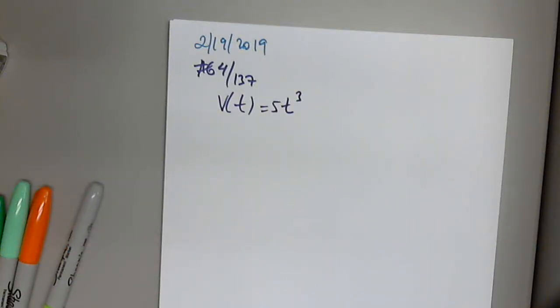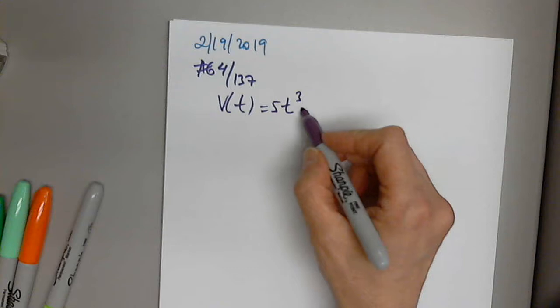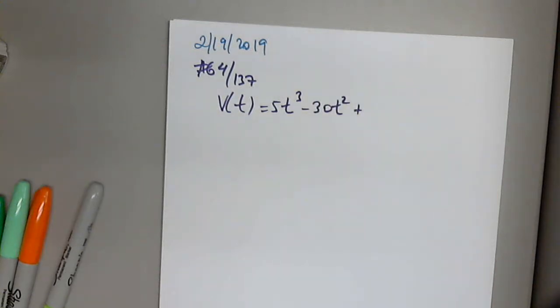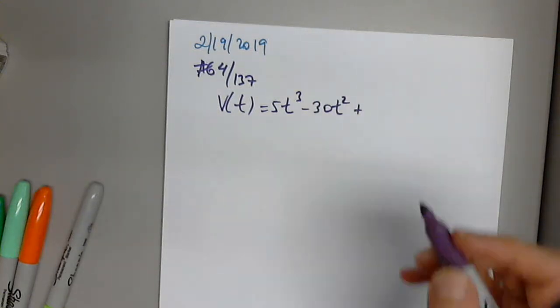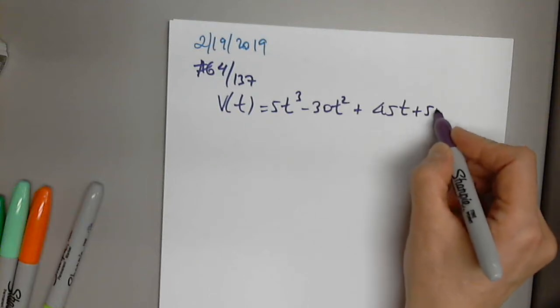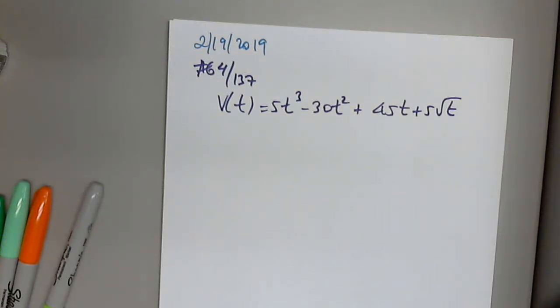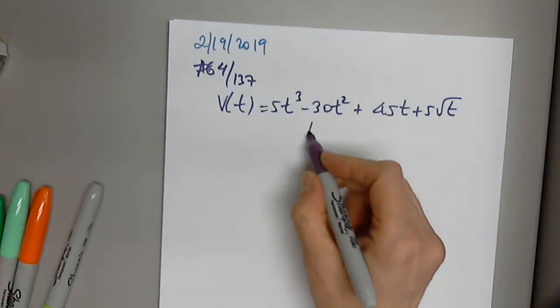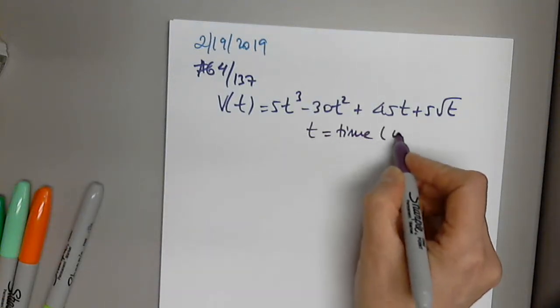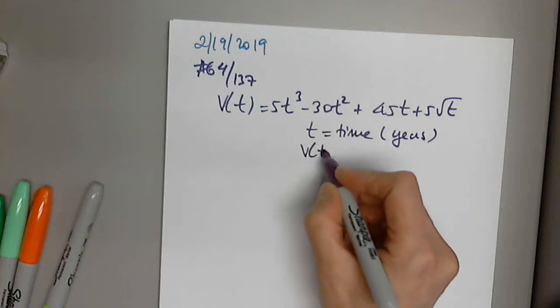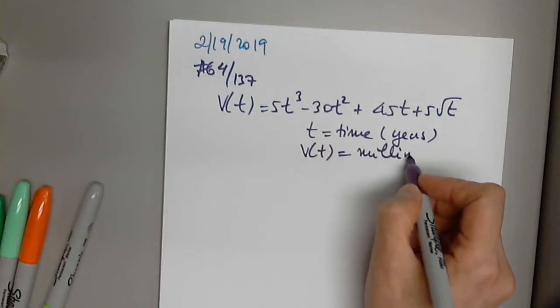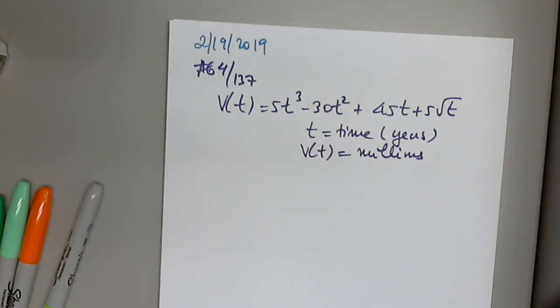5t to the third minus 30t squared plus 45t plus 5 the square root of t. Perfect. So this is the function. I always take notes when I read a problem. T is time in years, and V of t is in millions. And V, of course, is the value of an investment.